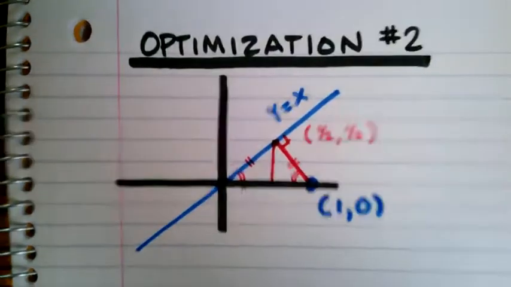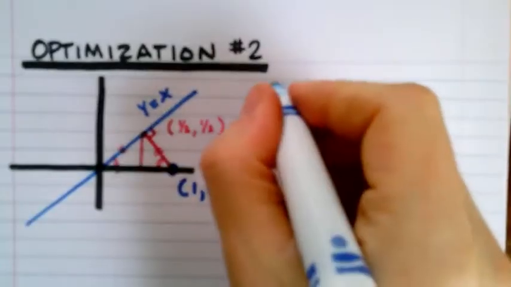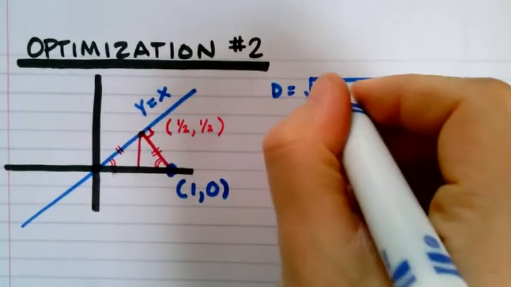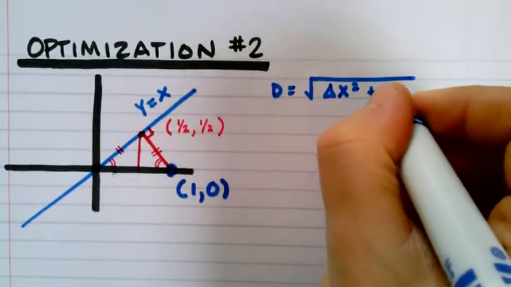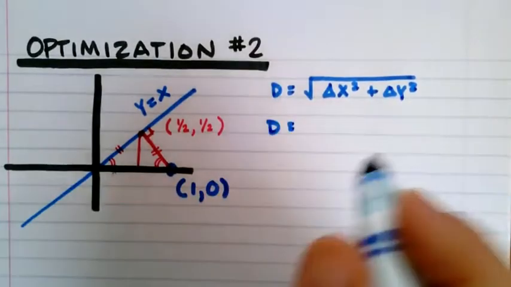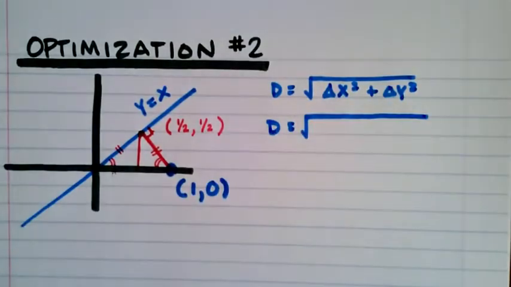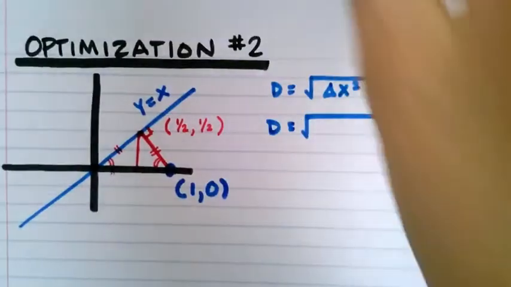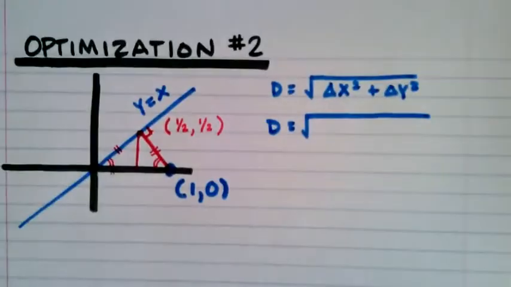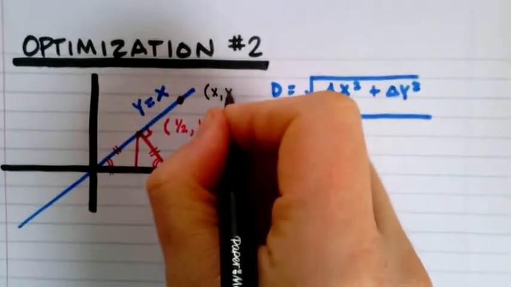Now I want to show you how we could do this same problem using optimization. So we'd start by saying the distance is the same formula as last time. But this time around, things are going to look a little bit different. Okay, maybe I need a different color. Let's do this. Okay, so I'm going to pick some random point here. Let's call it x, comma, y.